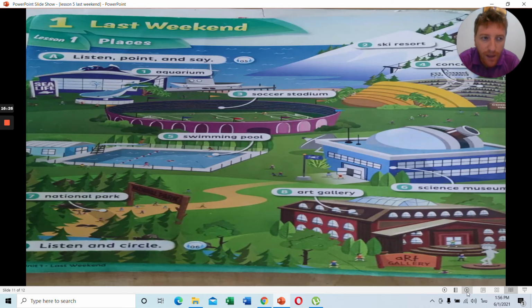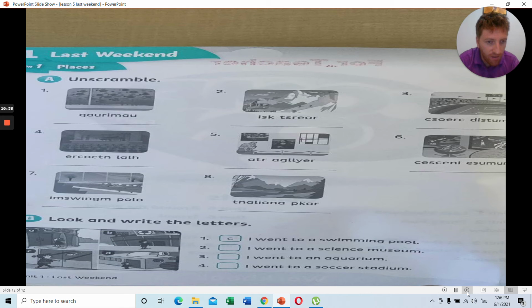As you can see, you're looking at page 2, so you already know: 1, aquarium, ski resort, soccer stadium, concert hall, swimming pool, science museum, national park, and art gallery. So now if you open up your workbook on page 2, on the top you will see words. I want you to write the words from the picture. So what is number 1? 1 is an aquarium. So if you know how to spell aquarium, A-Q-U-A-R-I-U-M, aquarium. So you write the word aquarium. What's number 2? Ski resort. If you look at the picture, it's a ski resort.